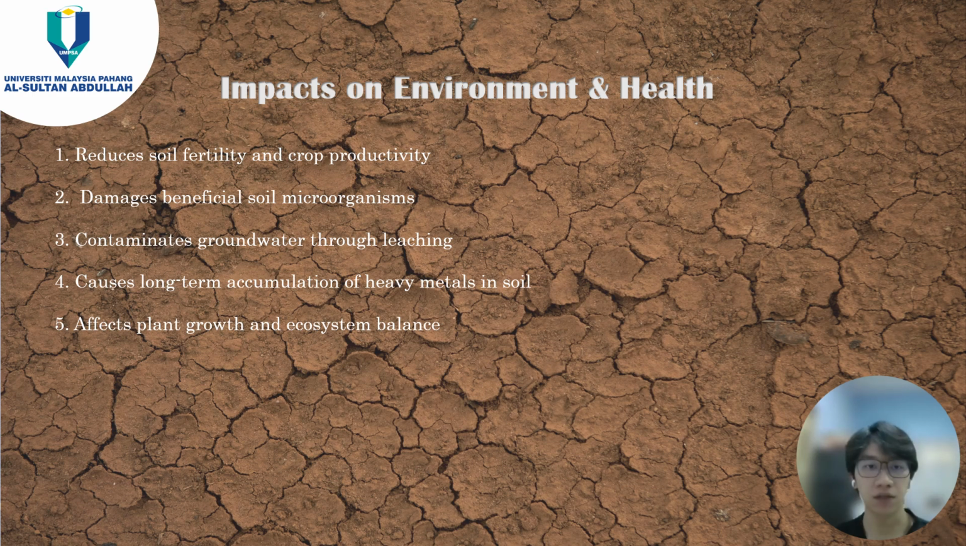Let's talk about some impacts on environment and health from soil pollution. The first one is it reduces soil fertility and crop productivity. The second one is it damages beneficial soil microorganisms. Third, soil pollution contaminates groundwater through leaching. The fourth, it causes long-term accumulation of heavy metals in soil. Number 5, it affects plant growth and ecosystem balance.